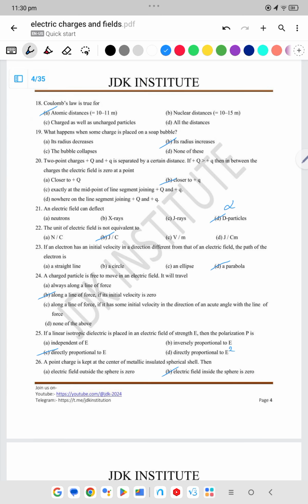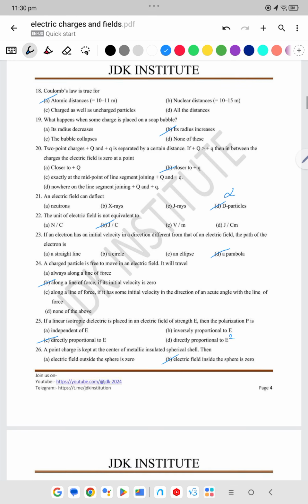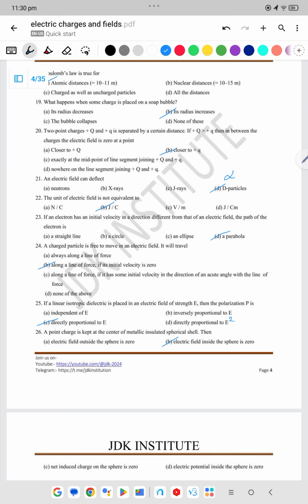What happens when some charge is placed on a soap bubble? Its radius increases. Two point charges, plus Q and plus q, are separated by a certain distance. If plus Q is greater than plus q, then in between the charges the electric field is 0 at a point which is closer to the smaller charge plus q. An electric field can deflect alpha particles. The unit of electric field is not equivalent to joules per coulomb.